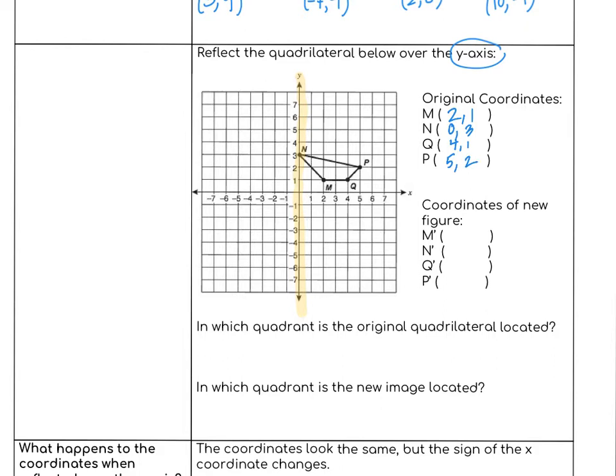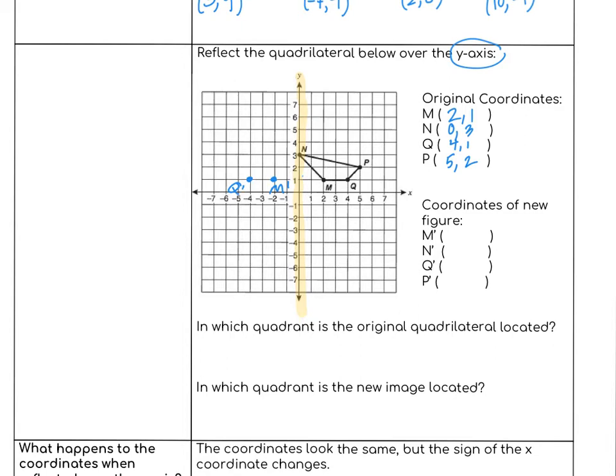(5, 2). Okay, so when we reflect this over, as you can see, the original M is 2 spaces to the right. So this time for the new M, for M prime, we're going to go 2 spaces to the left. Okay, I'm going to erase these little marks that I made because you don't need that anymore. That was just to visualize. Okay, and then, so that's our new M prime, and then our Q prime is 2 more spaces to the left.